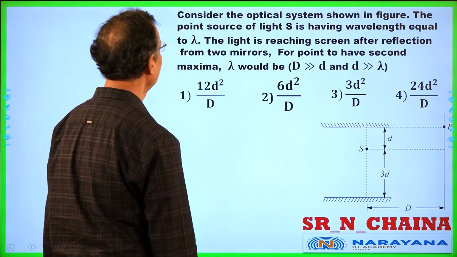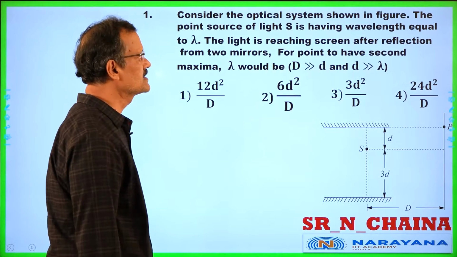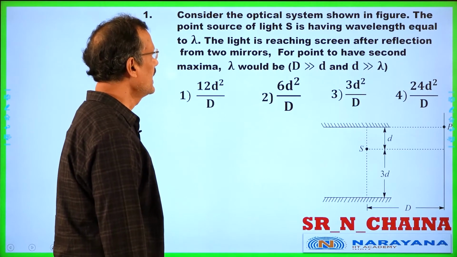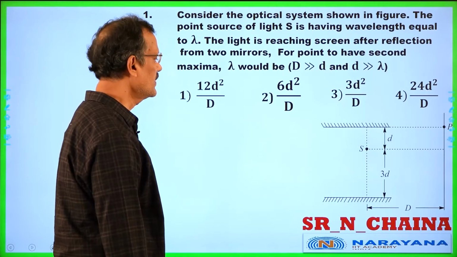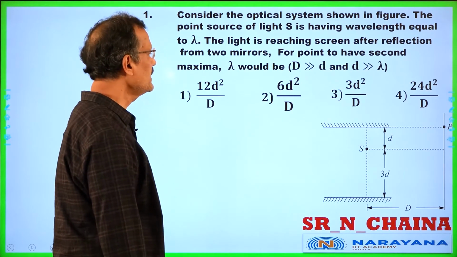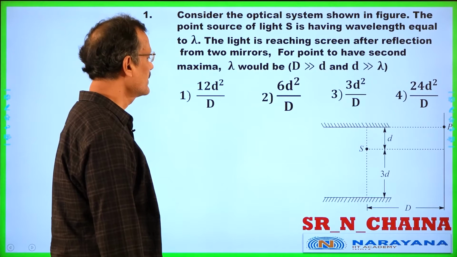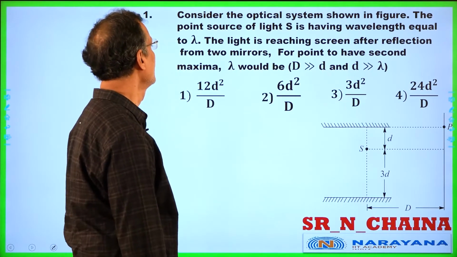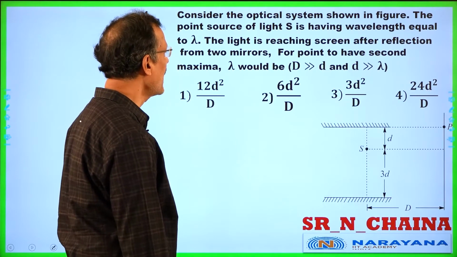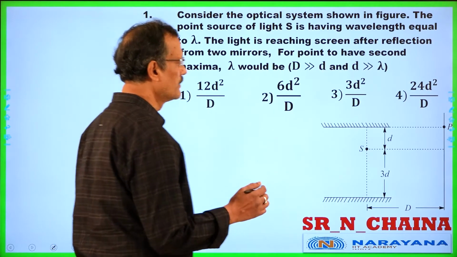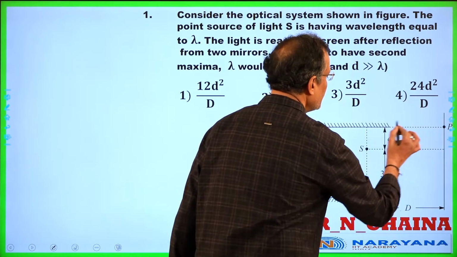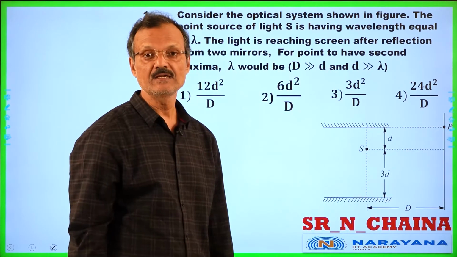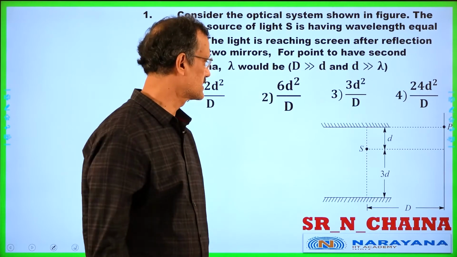See here. Consider the optical system shown in figure. The point source of light S is having wavelength equal to lambda. The light is reaching a screen after reflection from 2 mirrors. They had given you these 2 mirrors for point P to have second maxima. Check here, P just in front of it. So you need 2 coherent sources.